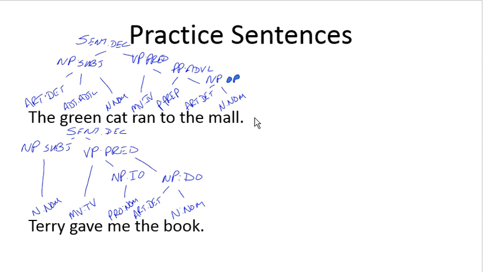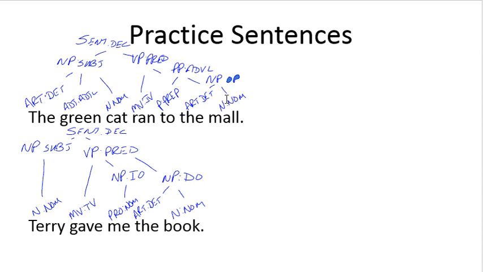The green cat ran to the mall. The green cat is a noun phrase subject. That's stuff we've already covered. Ran is an action, so that means it's got to be either transitive or intransitive. Ran what? No answer. Ran who? No answer. So that means that it is an intransitive verb because it is an action.